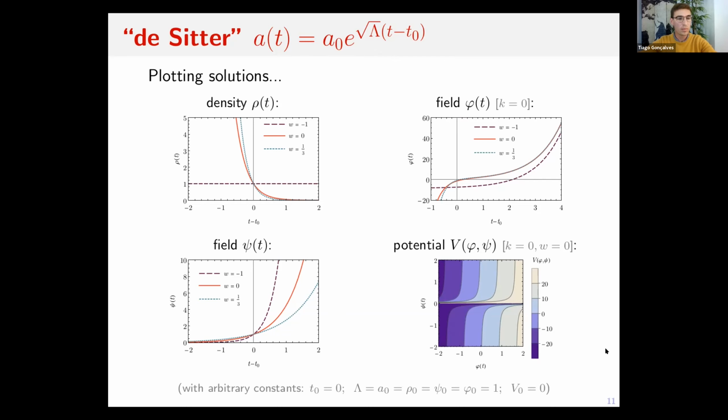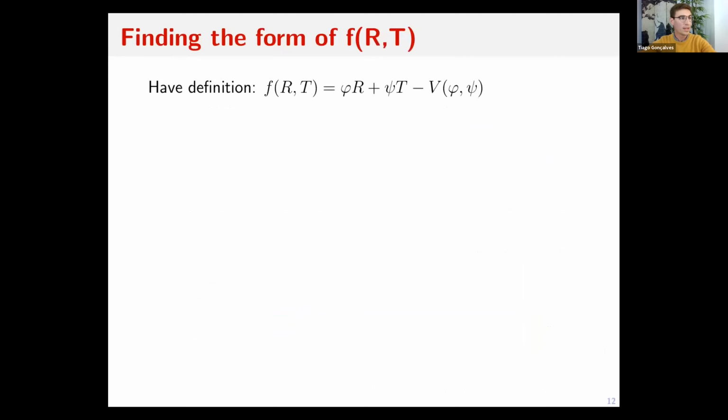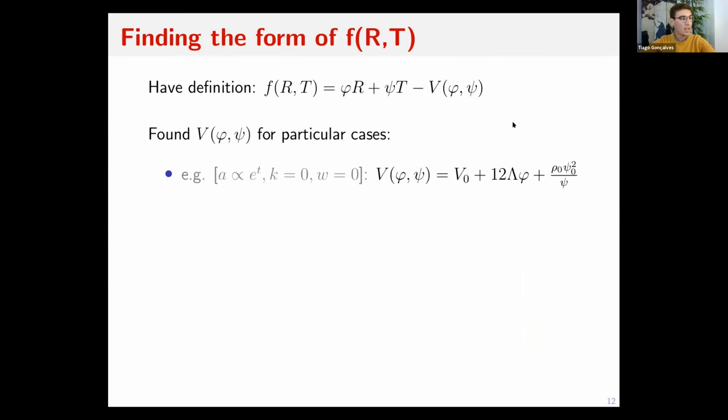Having found these solutions, and having resolved the system, we might wonder whether we can find the form of f of RT for this. We already have the definition from the scalar tensor representation. We found the potential for particular cases. Here I present just an example, the same one that was plotted in the previous slide, for the flat universe and a matter-dominated universe, still with the exponential expansion.